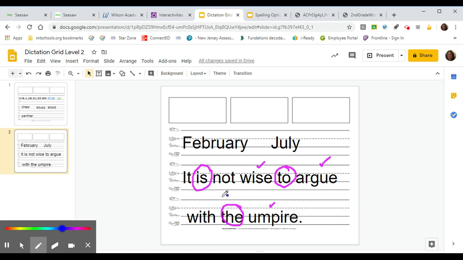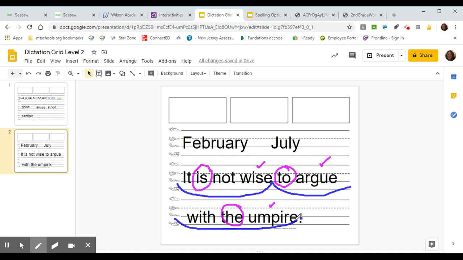Now, if I wanted to scoop my phrases, it is not wise to argue with the umpire. You could give it 3 scoops. You could also say it is not wise to argue with the umpire and give it 2 scoops, as long as your scoops make sense.